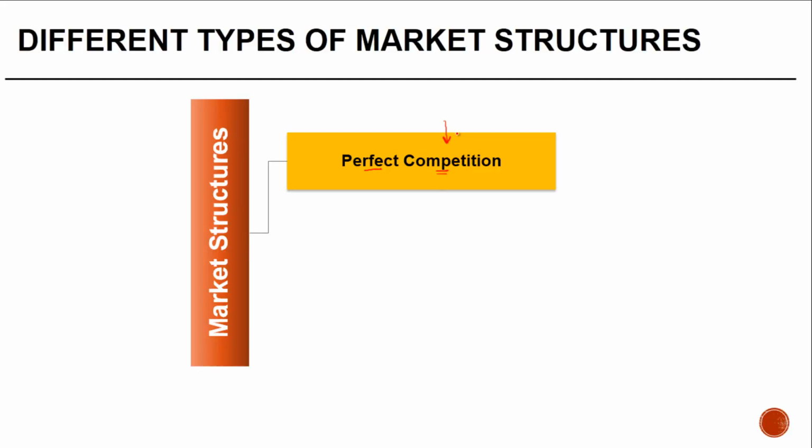When there are a large number of buyers, a large number of sellers in the market, right? And there is no particular seller who is able to influence the market beyond a particular point. They have to go by the flow of the market. An individual producer cannot impact the price of the product on their own.